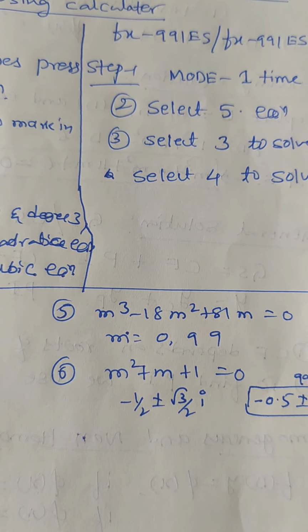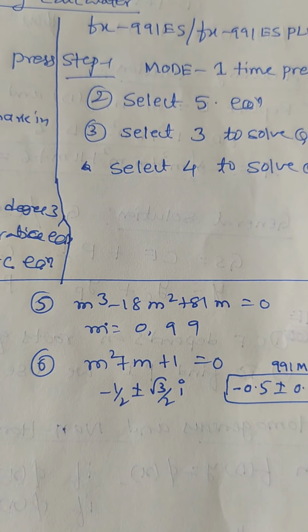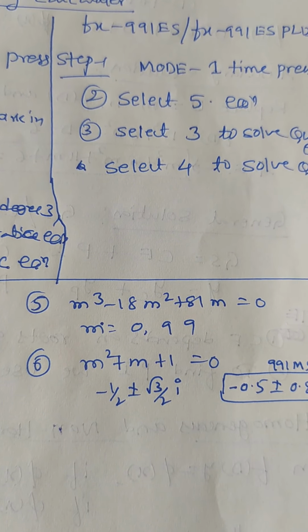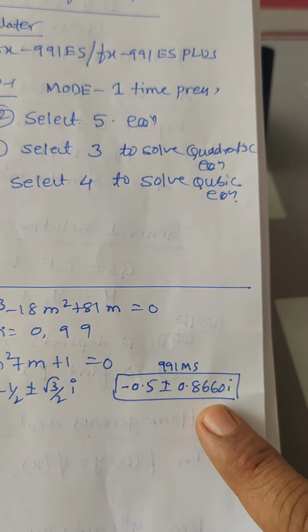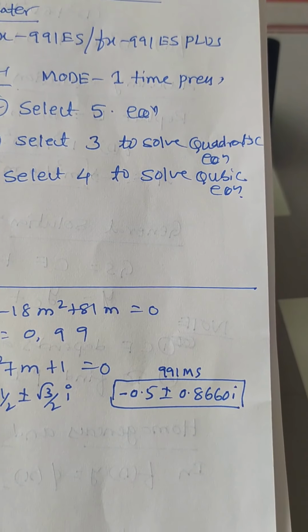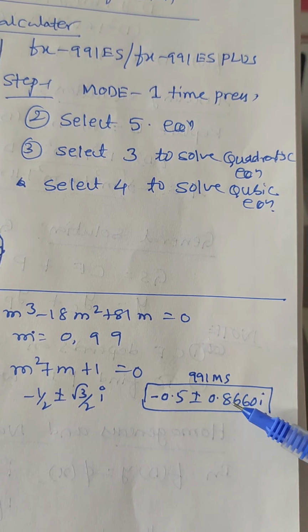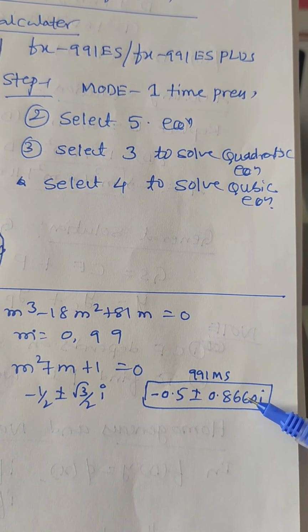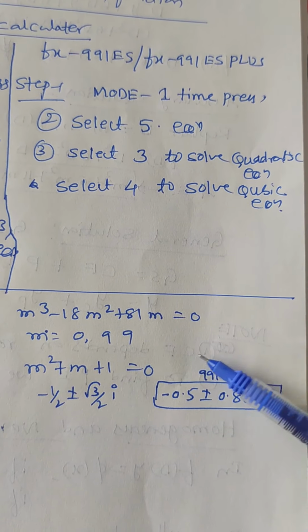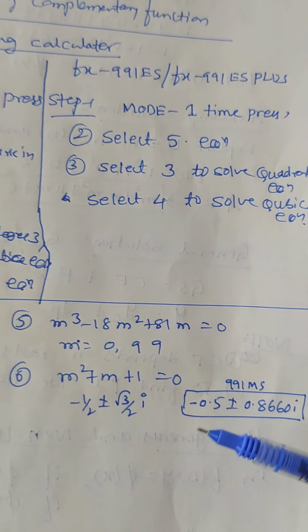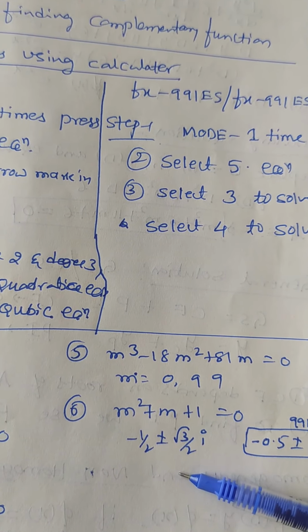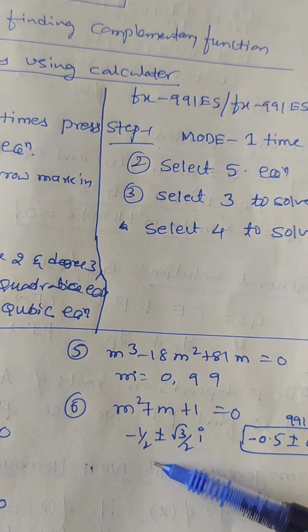Just go to the shift button, okay, and then equal. That shows the imaginary part also. Okay, 0.8660. First it shows minus 0.5, next 0.8660. Okay, only in the 991 MS. But in 991 ES or ES plus, it directly shows imaginary roots.